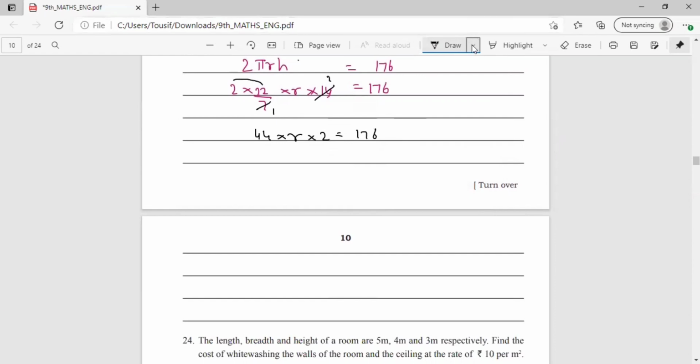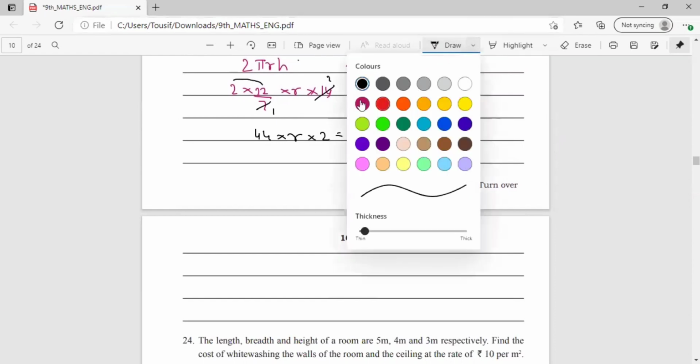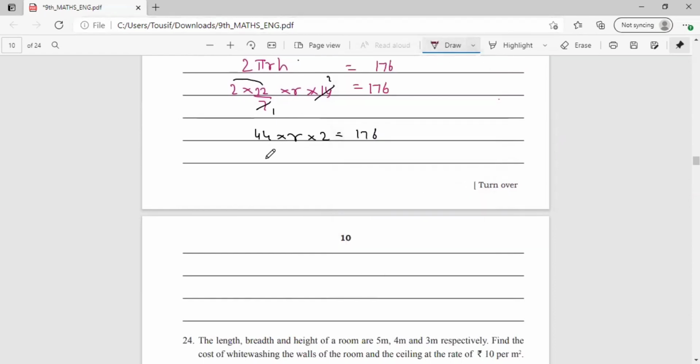Okay, so now just cross multiply. Yeah, we can still multiply. Okay, we shall multiply, no problem. So we're going to get the value as 88 into R, because 44 twos are 88, into R is equal to 176. Cross multiply, so radius is equal to 176 by 88. So 176 divided by 88 will get the value as how much? 2. Obviously, 88 twos are 176. So we got the radius as 2 centimeter.